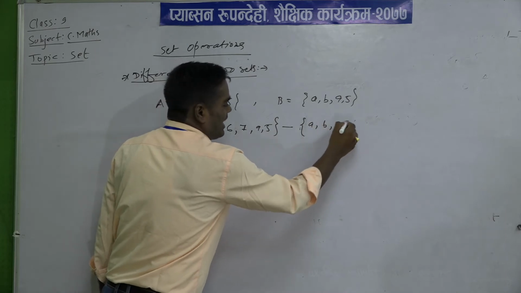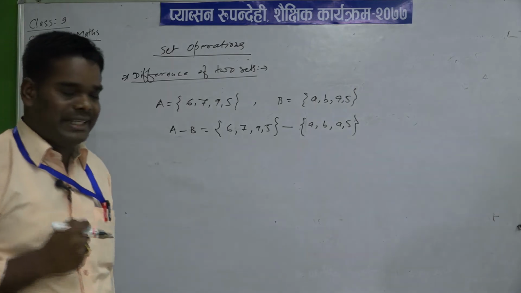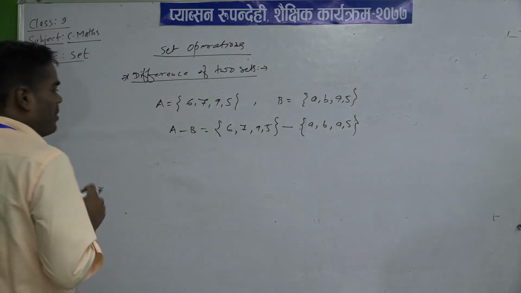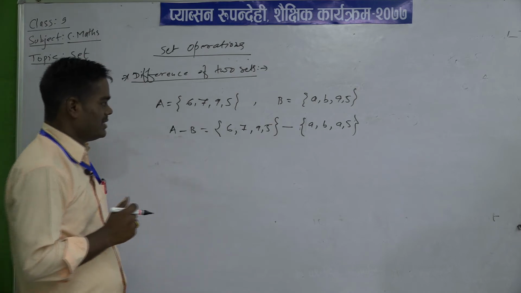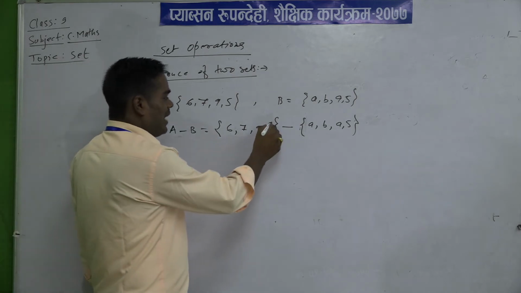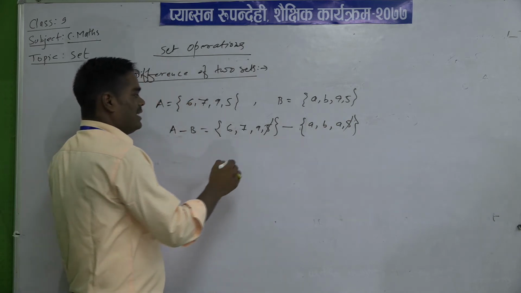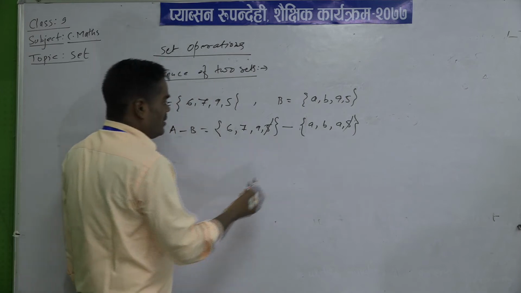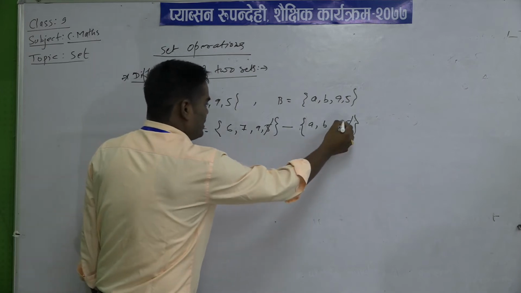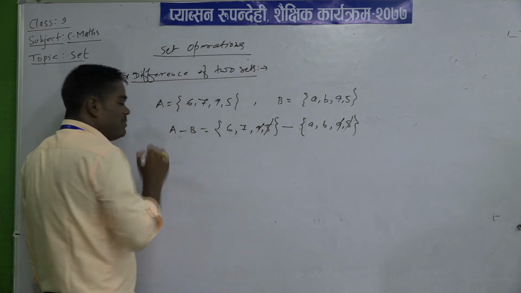Firstly, you have to see what elements are common in both A and B sets. Are you watching? Certainly you are watching. 5 is here, so cancel 5 and 5, and then after, 9. So, 9 and 9 cancel. So, what does A minus B mean?